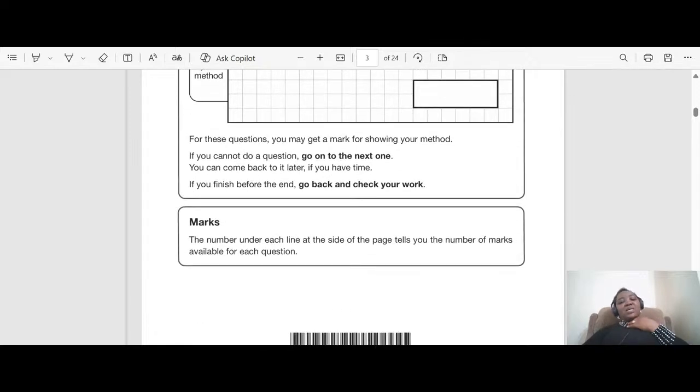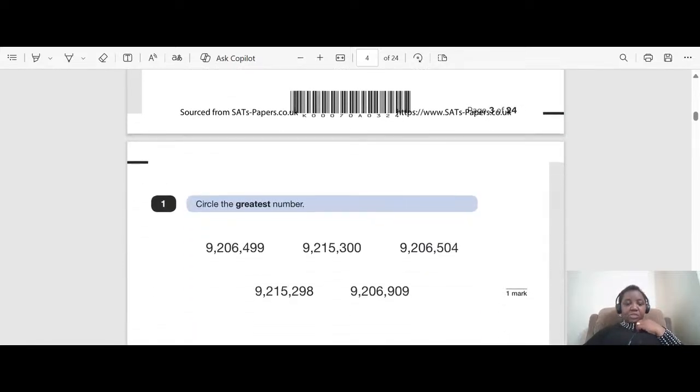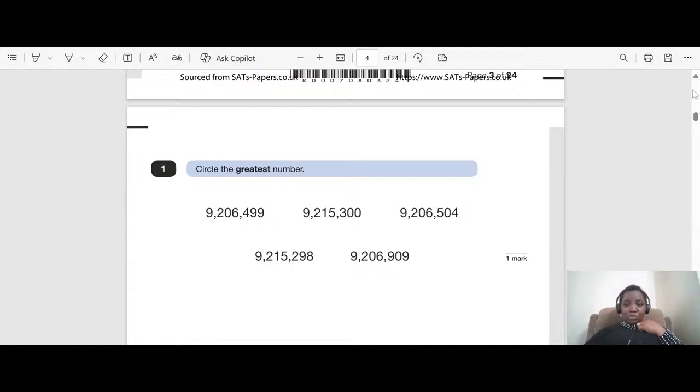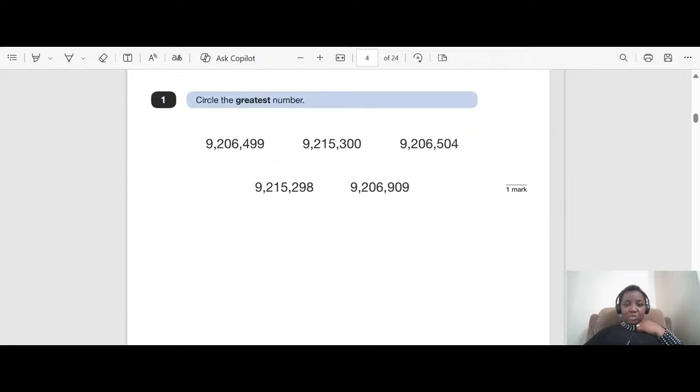Now, marks. The marks under each line at the side of the page tell you the number of marks available for each question. So now question number 1. It says circle the greatest number. Here we've been presented with 5 different numbers, and then taking a look at it, we need to pick out which one is the greatest.